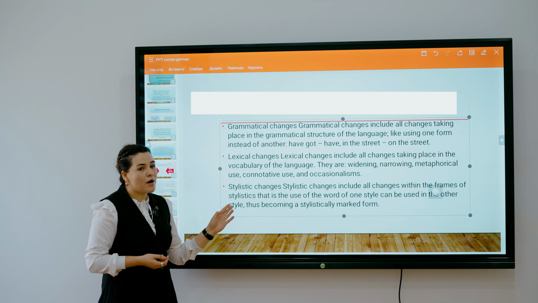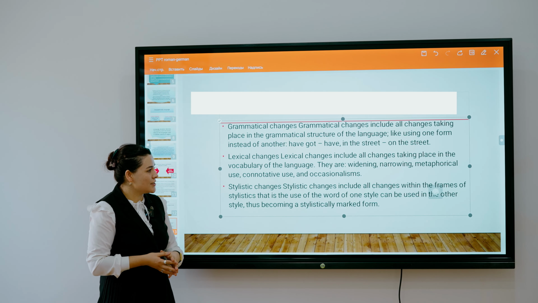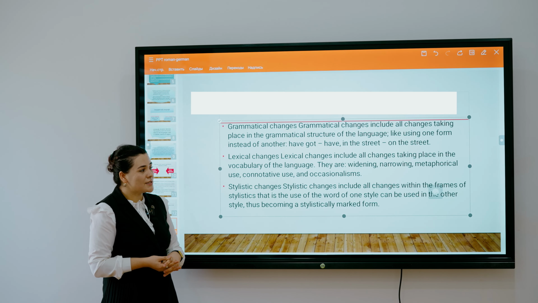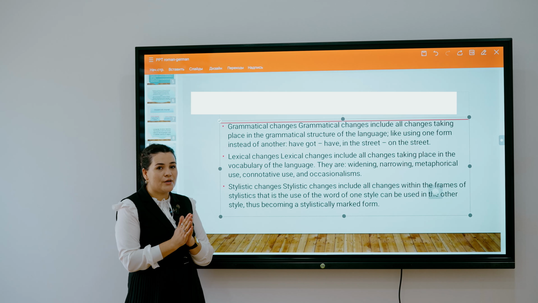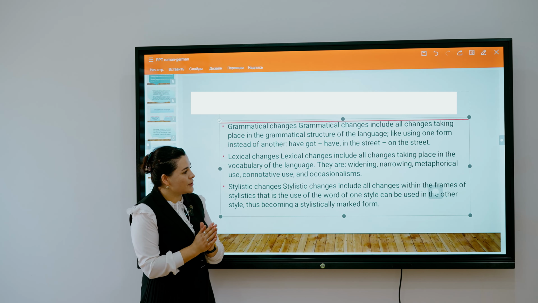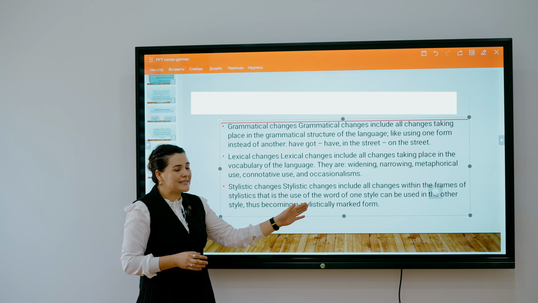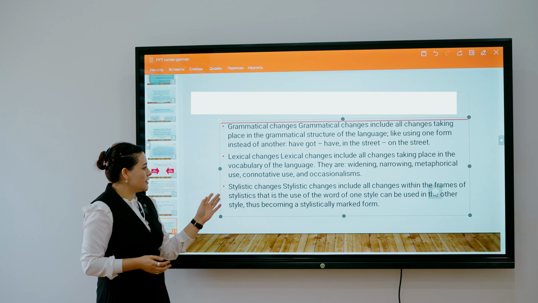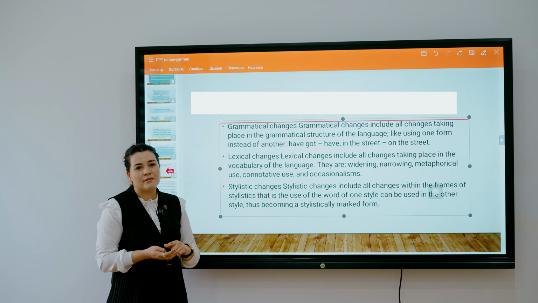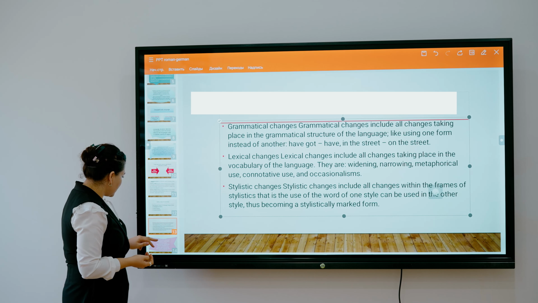And the last one is called stylistic changes. They include all changes in which the use of a word of one style can be used in another style, thus becoming a stylistically marked form. And we know the stylistic devices: pun, metaphor, and other aspects.